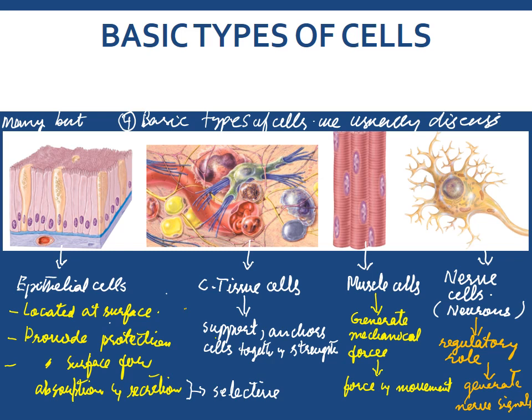Then are the muscle cells. They generate basically mechanical force. And that force is utilized for the movement of fluid or contents. I am using both things. Fluid can be blood. Fluid can be simple water. And contents means like the movement of food in the gastrointestinal tract. That helps in the force and movement.